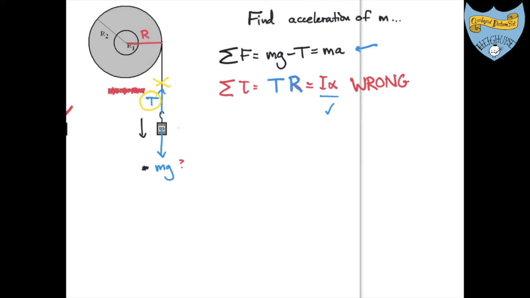The next step is to recognize that we have both a and alpha in the problem, and we can only work with one or the other. Fortunately, we know that a equals alpha R. So that means that I can replace the alpha with a over R. So let's do that.